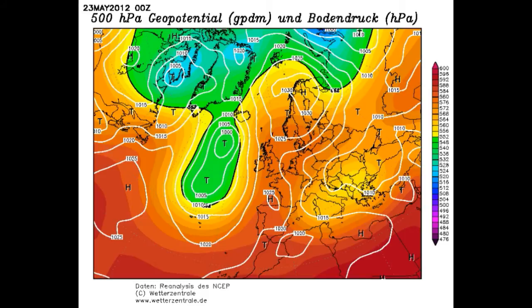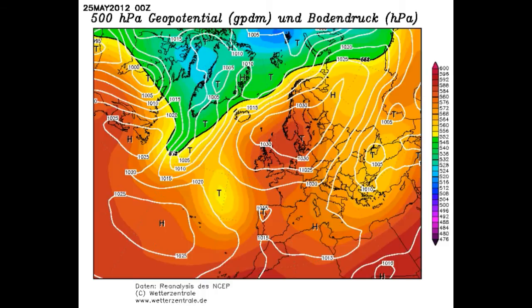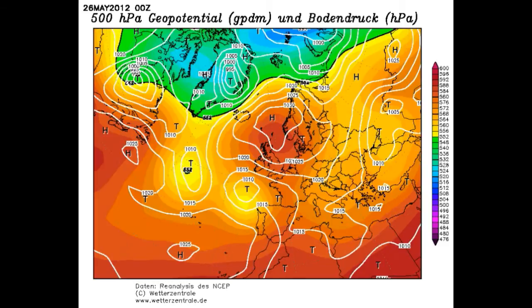So on the 23rd and the 24th of May, that high pressure completely takes over. And by the 25th of May, we're bringing some very warm easterly winds off the continent. So temperatures are now up into the mid-20s, high 20s, all across the country. And that persists through the 26th.